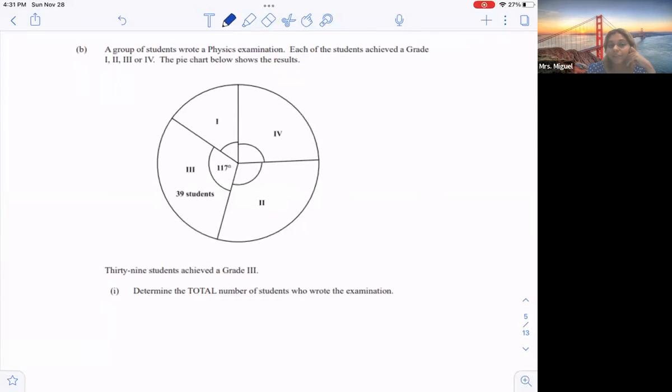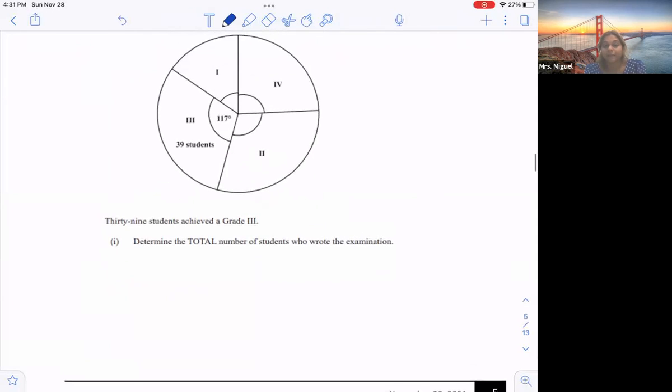A group of students wrote a physics examination. Each of the students achieved a grade 1, 2, 3, or 4. The pie chart shows the results of the students. 39 students achieved a grade 3. Determine the number of students who wrote the examination. So here's what we have. 117 degrees is equal to 39 students. That is the information that we have.